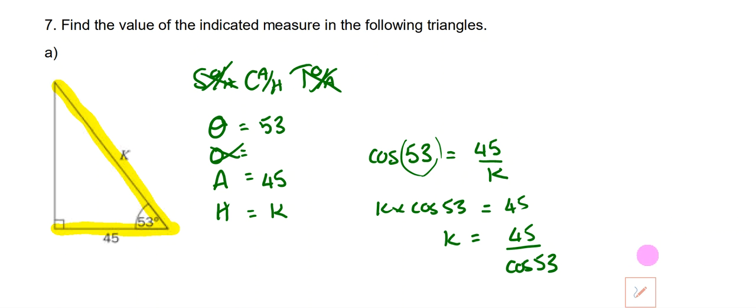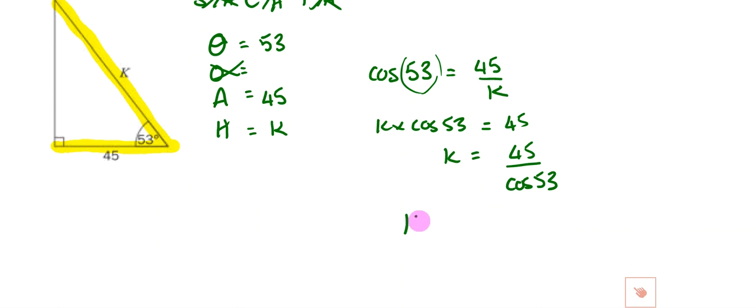Alright? So if we work that out, we get K is equal to 74.77, round it if you like, 74.8.